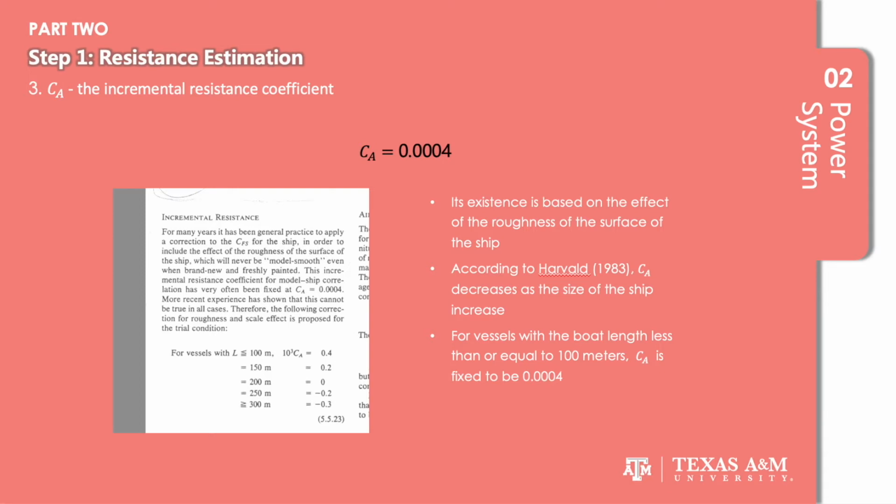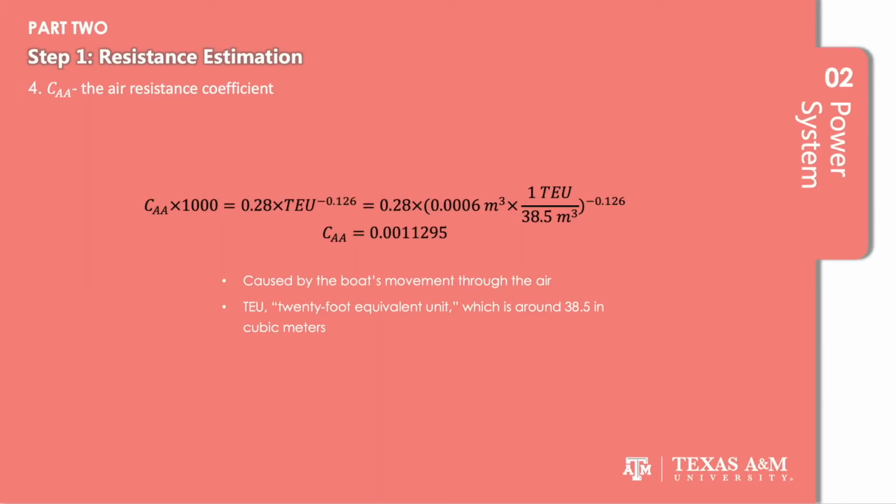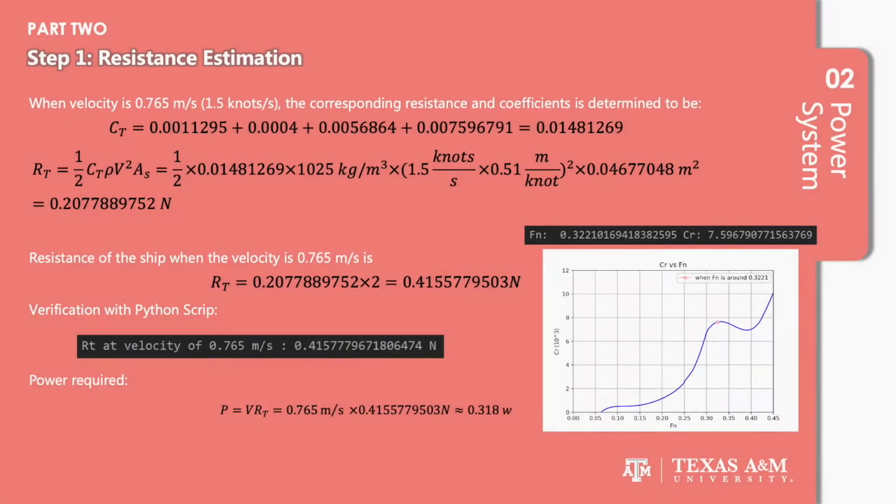Next we have the incremental resistance coefficient. In our case, it is determined to be 0.004 since our boat is so small that it is not applicable for using formula calculation. The air resistance coefficient is determined based on the given equation. Here's an example when the velocity is 1.5 knots. Recall that the total resistance coefficient is the sum of all coefficients of different types of friction involved. After plugging in all the data, the total resistance coefficient shall be determined and eventually the resistance of our boat.